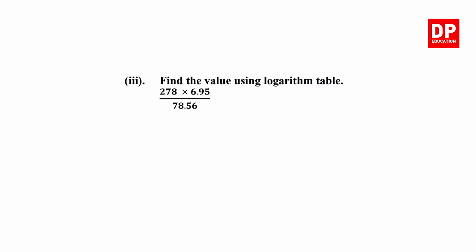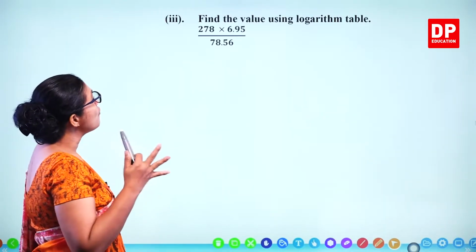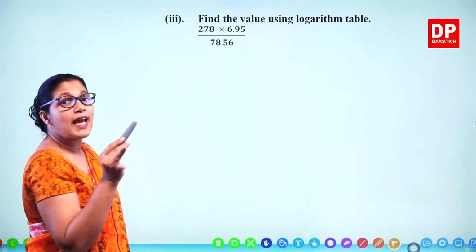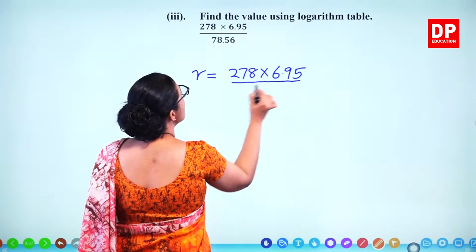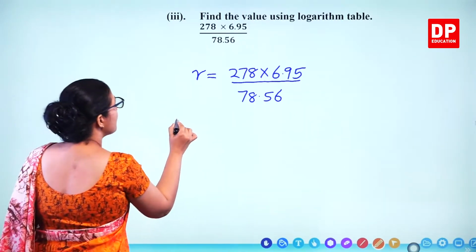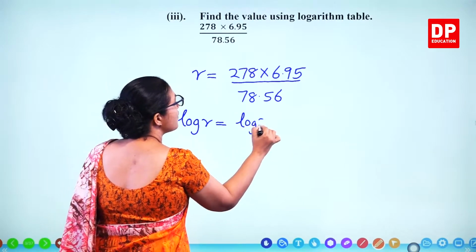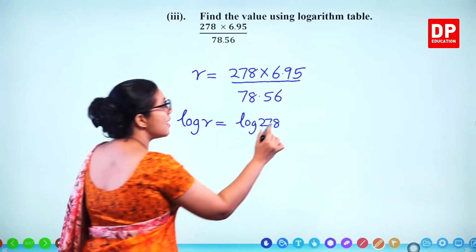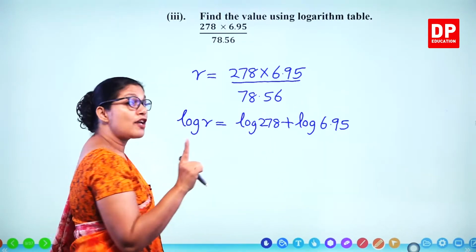Let's take the third part. Find the value using a logarithmic table. So you have to use the log table. So how do you find the values? Now we can take this one as r. You can take r as this one or x. 278 multiplied by 6.95 over 78.56. Now take log on both sides. Log of r equals log of 278 plus log of 6.95. Why? Multiplication becomes addition.